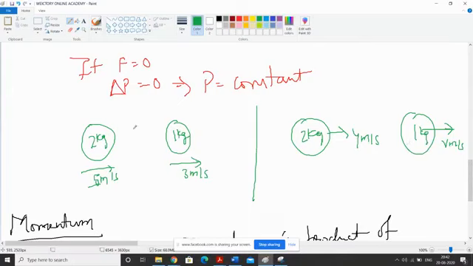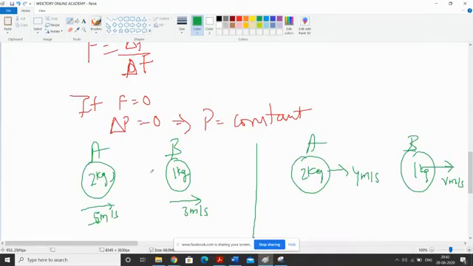As you can see here, there is no external force acting on this system, these two spheres. So the momentum before collision has to be equal to momentum after collision, right? So we can write momentum before collision. This is 2 multiply 5, the momentum of A, plus, because both are going in the same direction, there will be a plus sign here, 1 into 3. This is the momentum before collision.